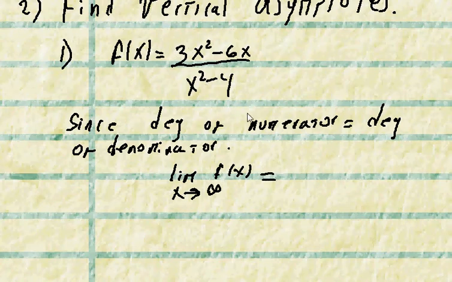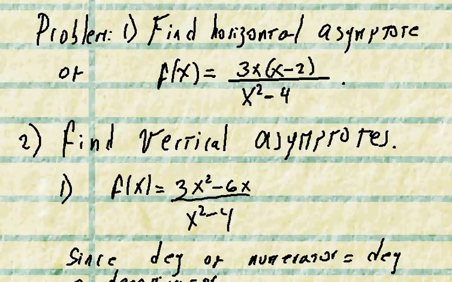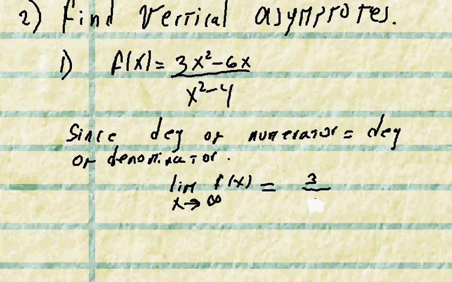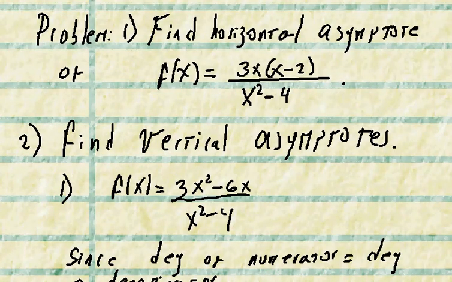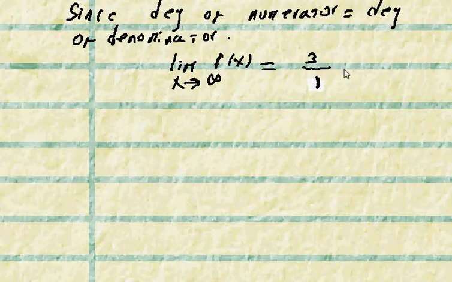Well, what is the leading coefficient of the numerator? It's going to be 3, and the leading coefficient of the denominator is going to be 2. I'm sorry, not 2, 1. It's going to be 1. Let me erase that. Sorry about that. So this is just going to be equal to 3. So therefore, I conclude that the horizontal asymptote is y equals 3. So that's the horizontal asymptote, and I have done that now.